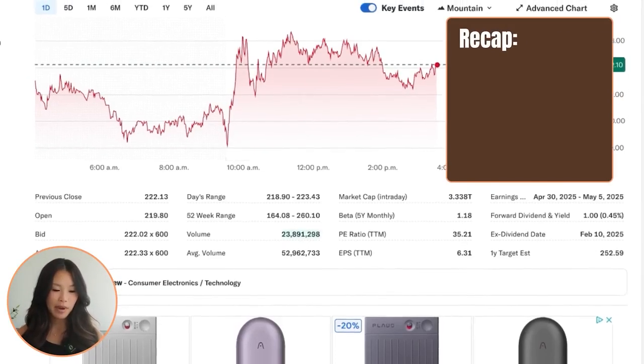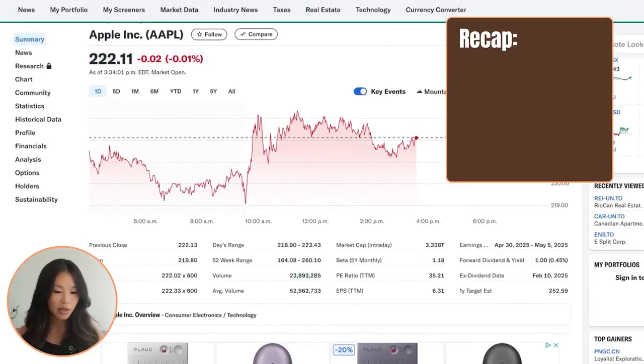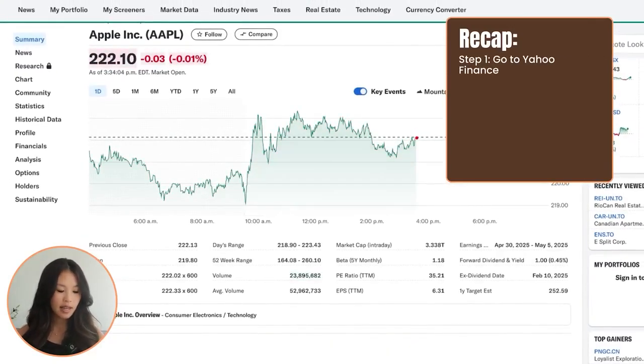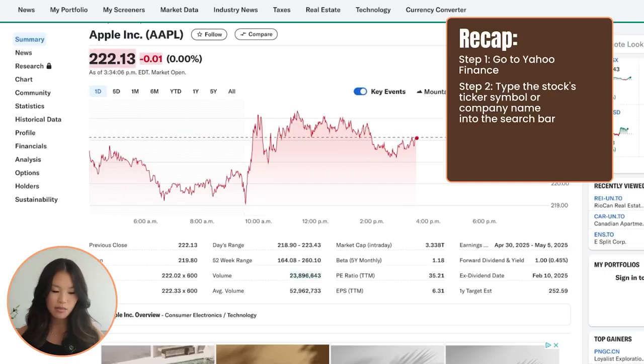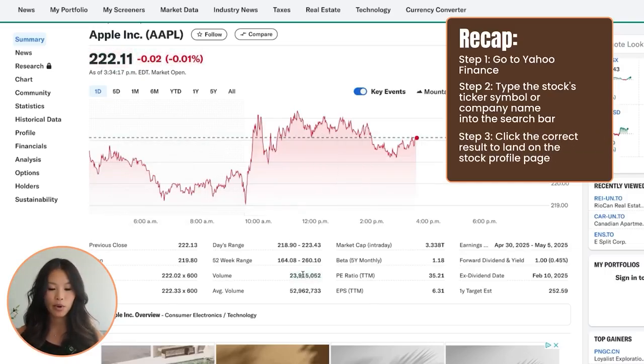So let's quickly recap how easy that was. Step 1, go to Yahoo Finance. Step 2, type the stock's ticker symbol or company name into the search bar. And step 3, click on the correct result to land on the company's stock profile page.